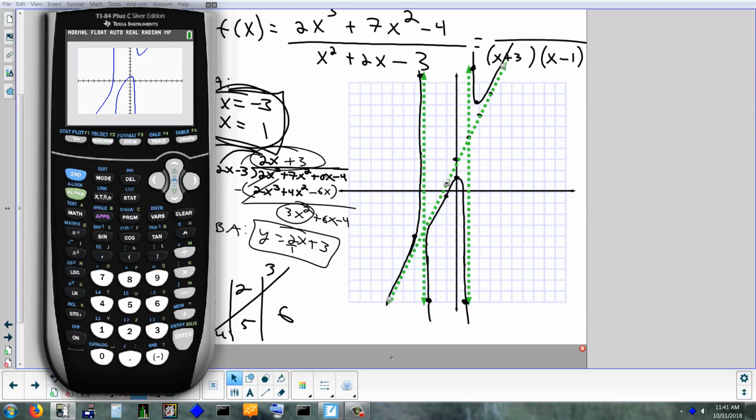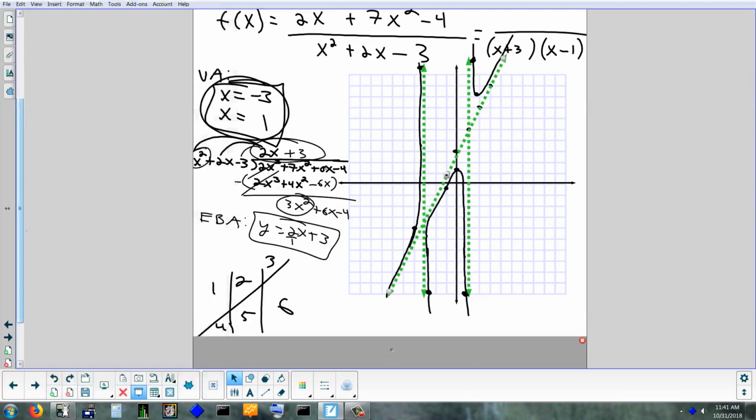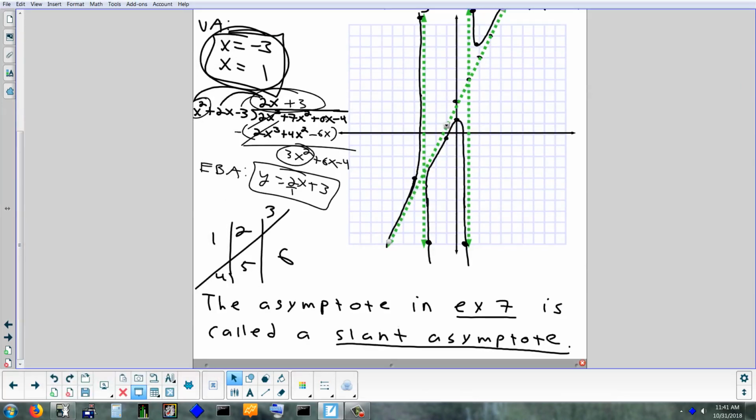Okay. That's the harder one, because it's got 2 vertical asymptotes. But that line, that's called a slant asymptote. That's called a slant asymptote because it's on a slant.